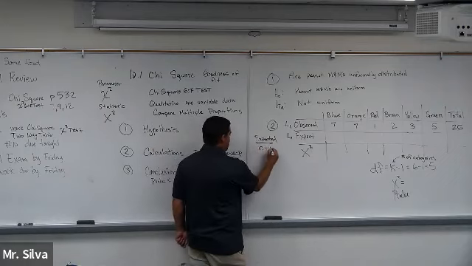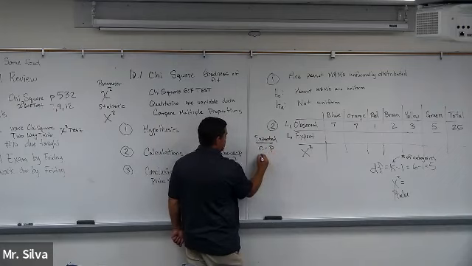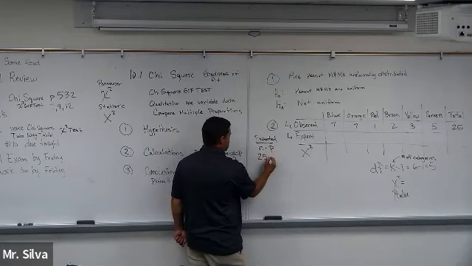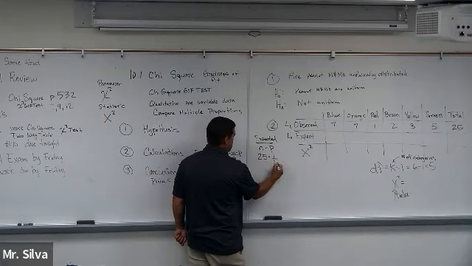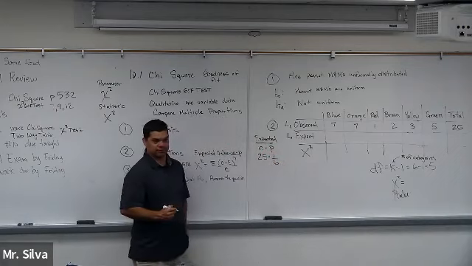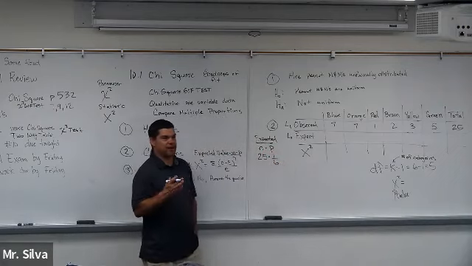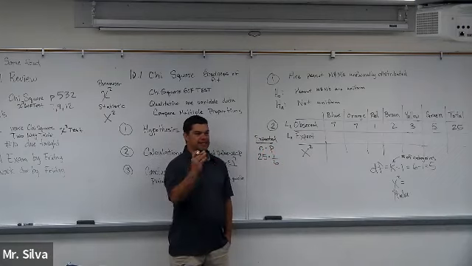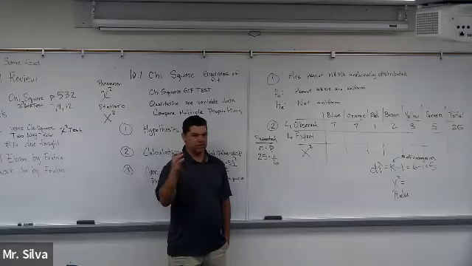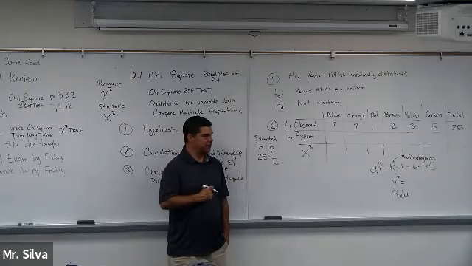Expected value is N times P. So N is 25, P is 1/6. There are 6 colors. 1/6 of them should be blue, 1/6 should be orange, 1/6 should be yellow. We add all those up, that would make 25.